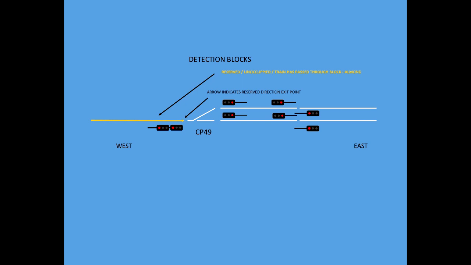There are two ways to clear a reservation. The dispatcher can cancel a reservation by clicking the left mouse button when positioned over a signal icon that is either green or yellow.